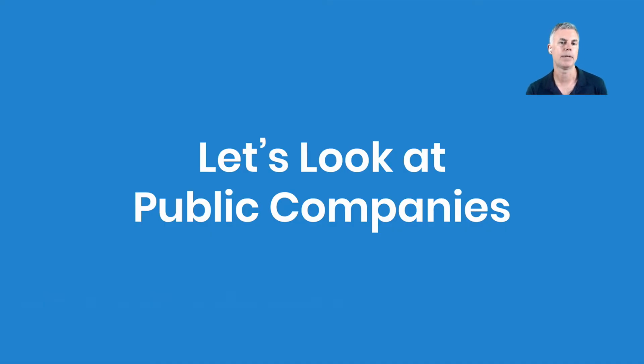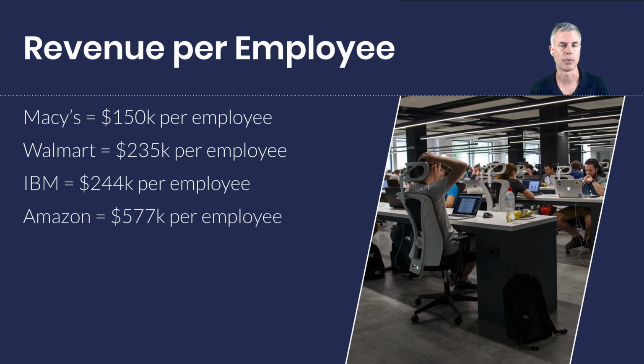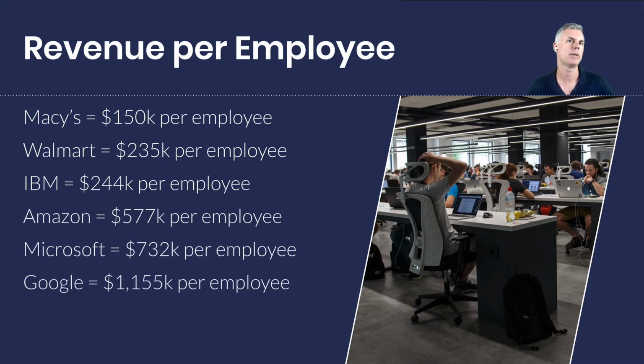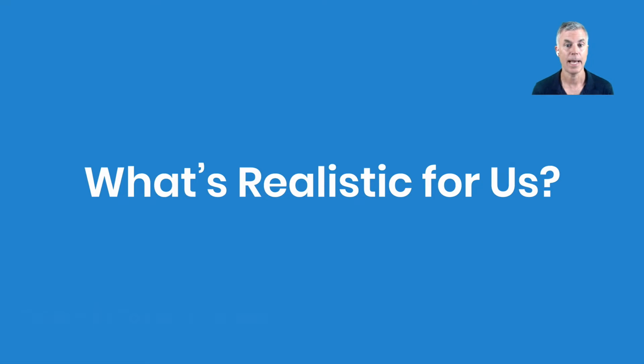One of the benefits of looking at public companies, and let's look at some now, is we can look at their average revenue per employee per year and figure out where we fit in the landscape, right? You can see that retail has less revenue per employee, and as you move into tech, you get more revenue per employee, and Apple, of course, is the exception. They're really good at having highly profitable retail. Anyway, what we're going to talk about is what's realistic for us.